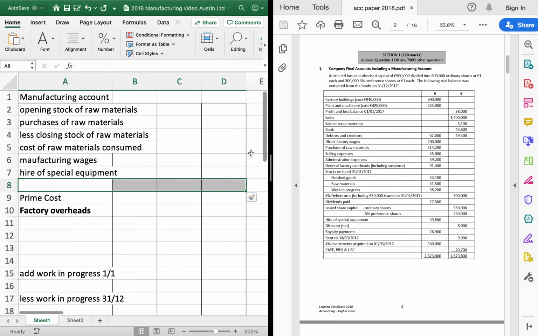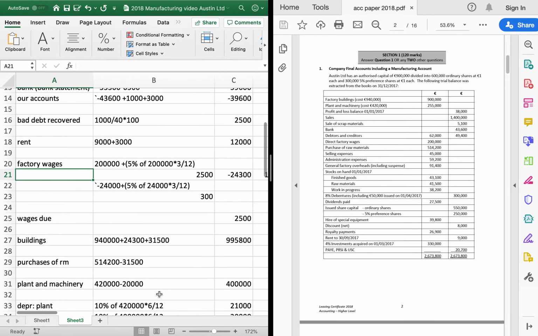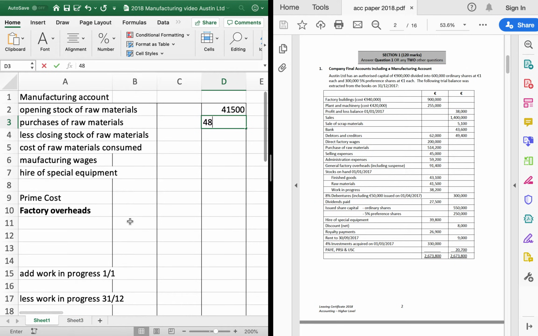So your opening stock of raw materials is 41.5. Your purchases of raw materials, that's from our answer here, which of course I didn't do. 514,200 minus 31,500 is 482,700. This is probably a good way for you to do it, just ticking them off as you go, because you can have the workings page in front of you. Just make sure you tick everything off once you've got a number in.